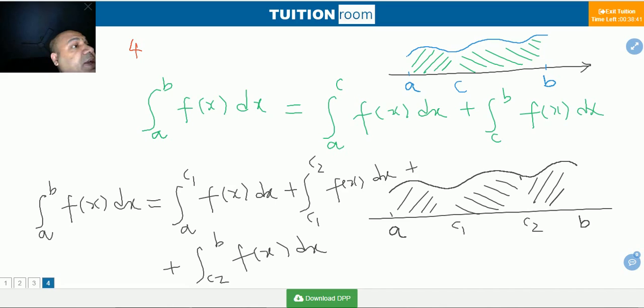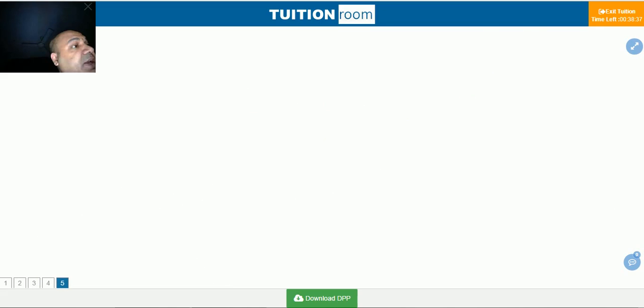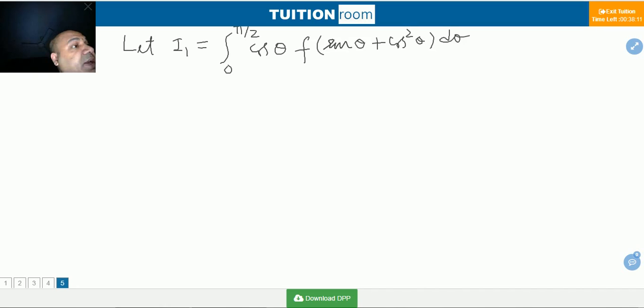Now guys, I am going to take the problem. First problem is, let I1 is equal to the integral from 0 to pi by 2 of cos theta f of (sin theta plus cos square theta) d theta, and I2 is equal to the integral from 0 to pi by 2 of sin 2 theta f of (sin theta plus cos square theta).